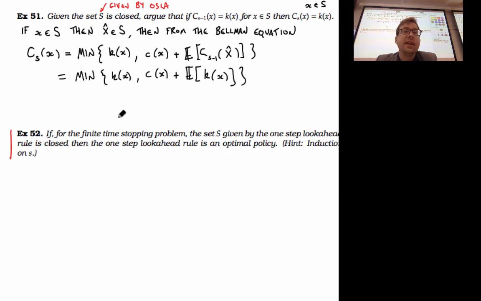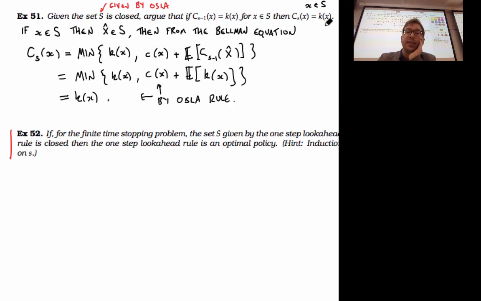So if S is the set given by the one-step look-ahead rule, what can we say about the minimum of this? The minimum is given by Kx. It's better to stop now rather than go one step further. Okay? So that's by the one-step look-ahead rule. Okay? That's it.